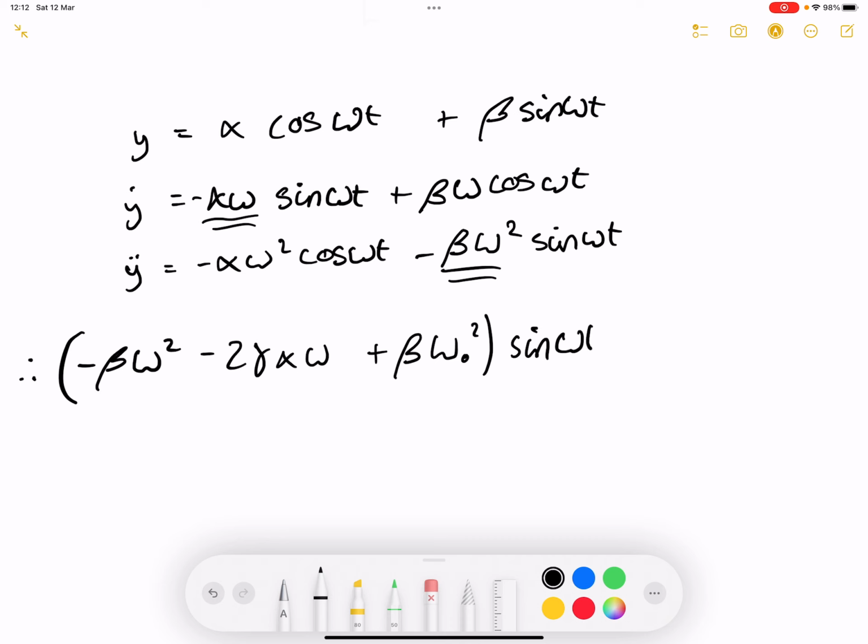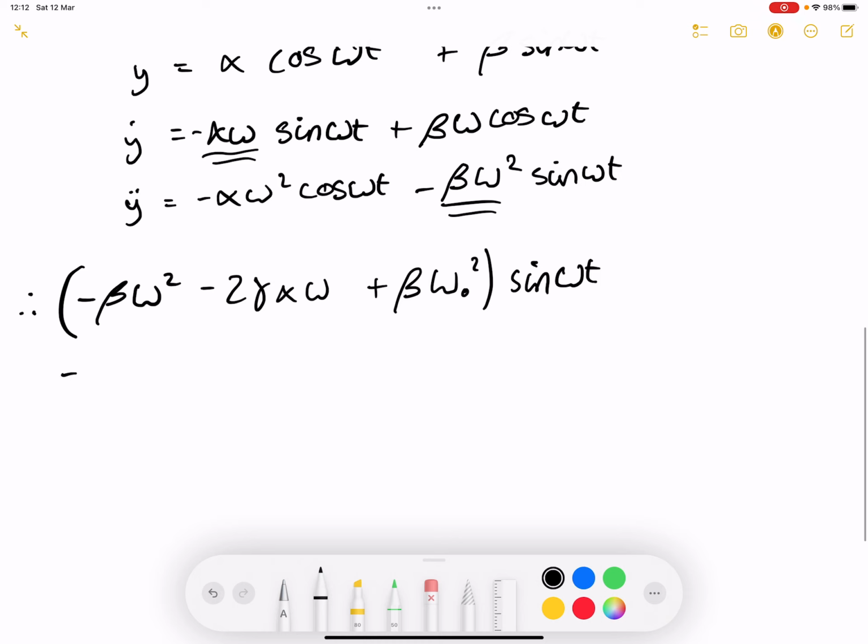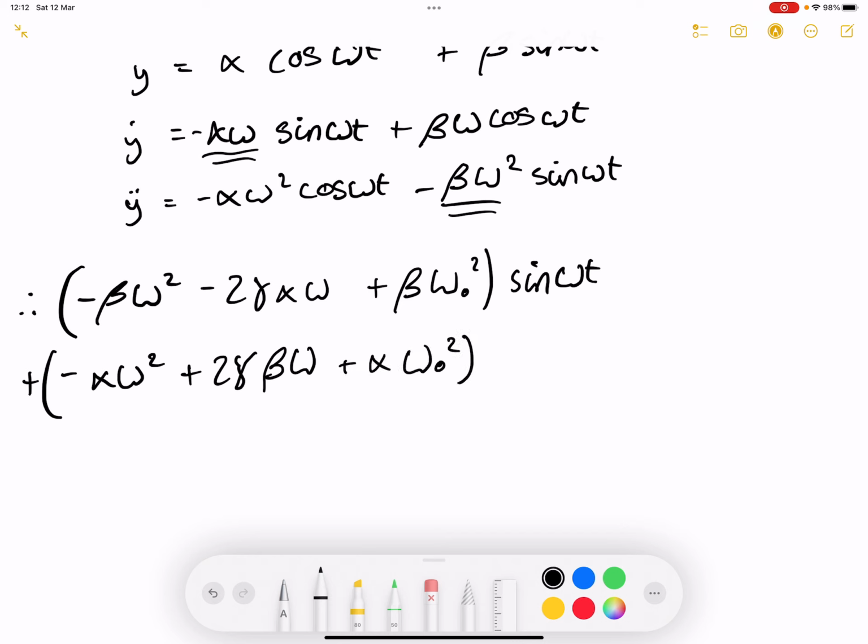Sine omega t, that was quite large. And then now we're going to get the cos omega t part. So we're going to get minus alpha omega squared plus 2 gamma beta omega plus alpha omega naught squared, cos omega t.